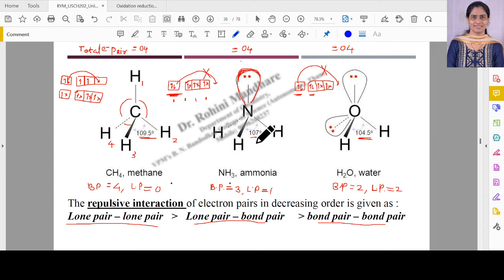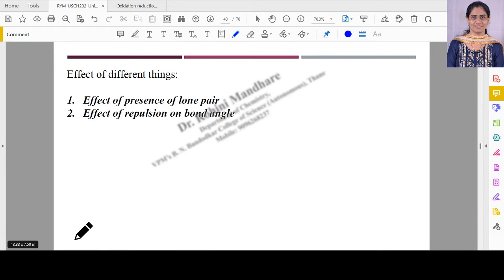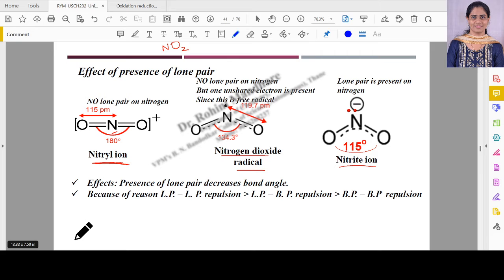Ammonia will show a lower bond angle, and the least bond angle will be in the water molecule among these three examples. Okay, that is because of this trend of lone pair and bond pair repulsion. So remember the trends. We have seen different effects in this. Remember the effect of every term, like the lone pairs that remain in the molecule.